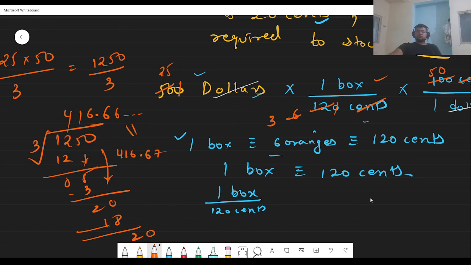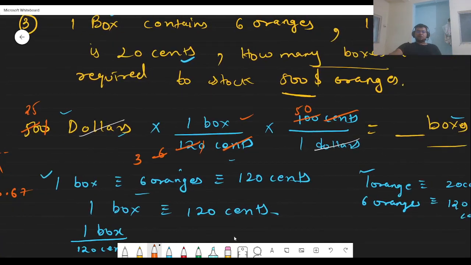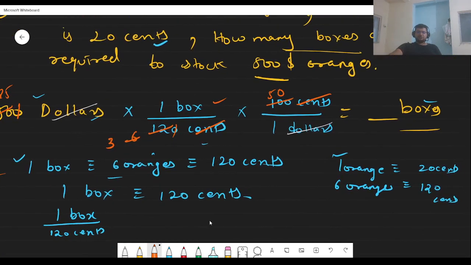Basically, your answer will depend upon how many decimal places they want. If they want up to 2 decimals, 416.666 is recurring, so I can round it off up to 2 decimal places and write 416.67.